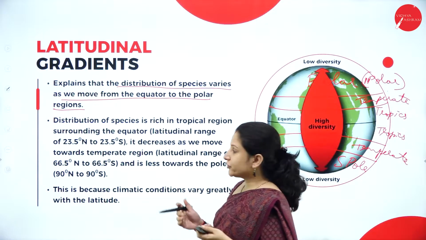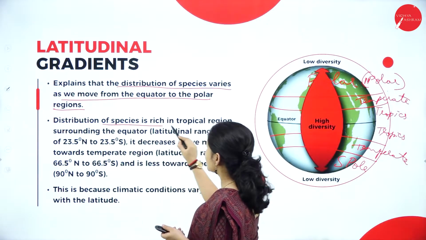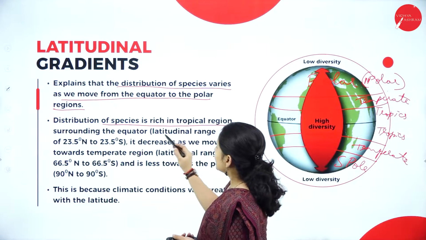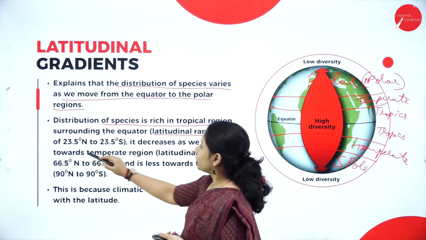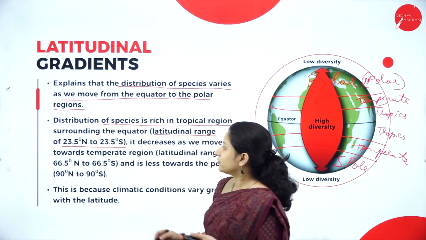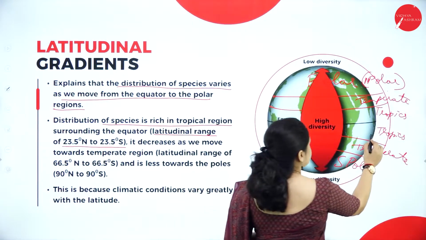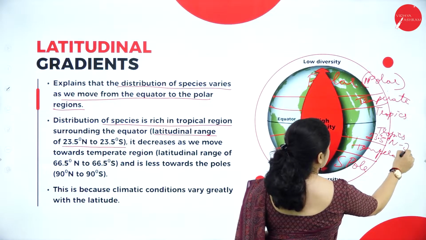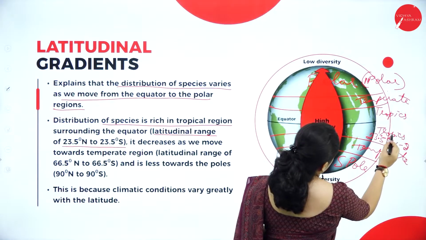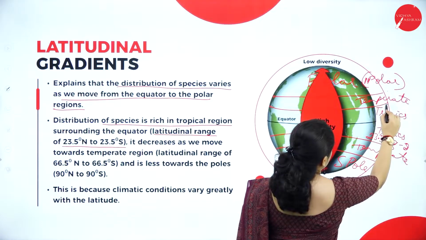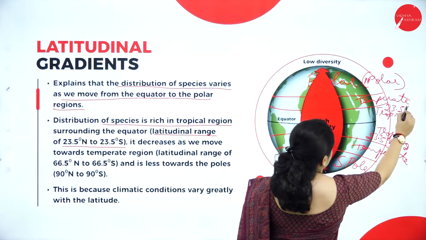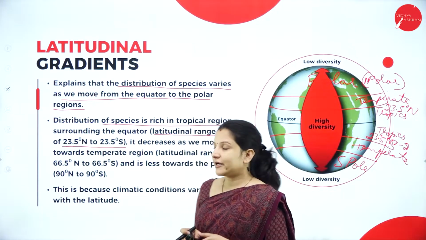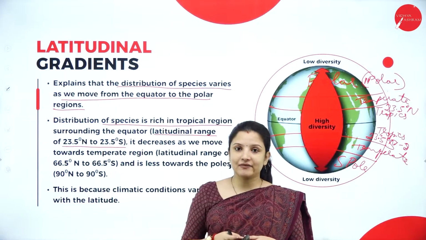So as I told you, the distribution of species is rich in the tropical region, which is surrounding the equator, that has a latitudinal range of 23.5 degree north to 23.5 degree south. So that is the tropics lying on either side of the equator, where the species diversity or distribution is quite rich.